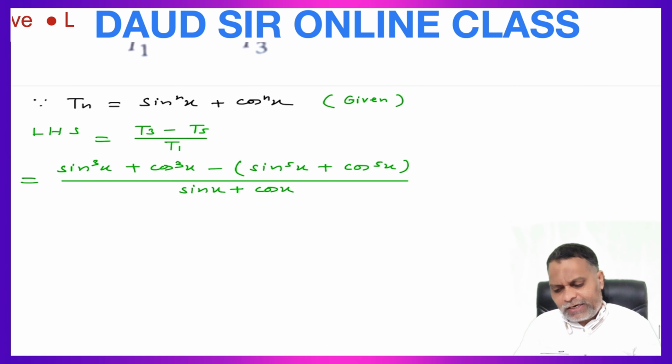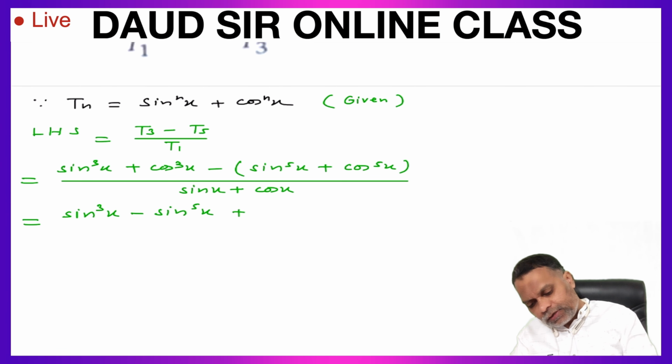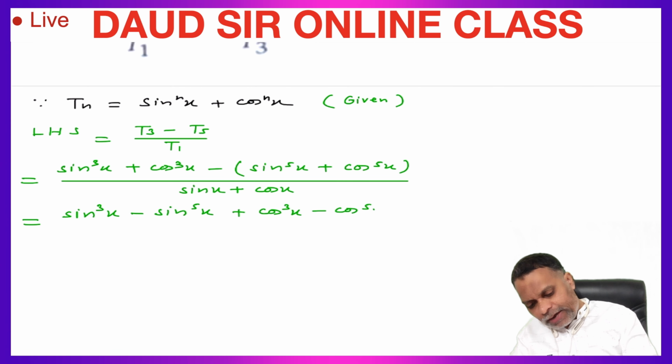Simplify this numerator: sin cube x, and write this as minus sin cube x first so that we can take out common, plus cos cube x minus cos raised to the power 5x, upon sin x plus cos x.